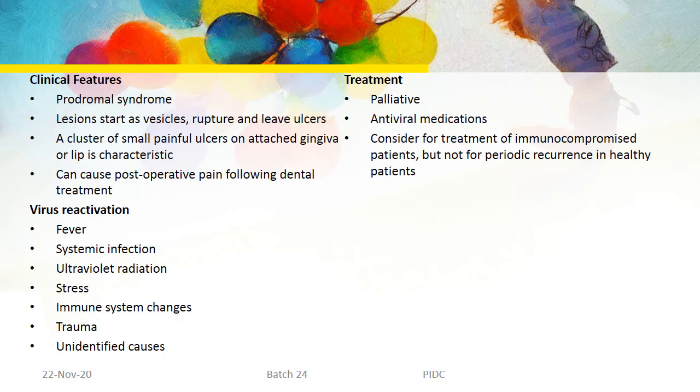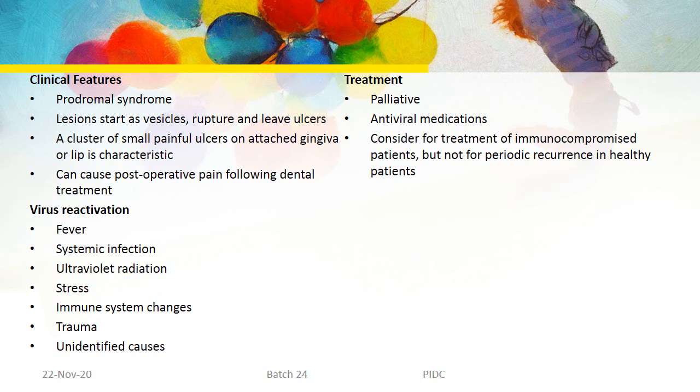Clinical features: a prodromal syndrome is present, such as fever and other conditions. The lesion starts as vesicles, ruptures and leaves ulcers. A cluster of small painful ulcers on the attached gingiva or the lip is a characteristic feature. It can cause post-operative pain following dental treatment. The virus generally gets reactivated from the trigeminal ganglion due to conditions such as fever, systemic infection, UV radiation, stress, immune system changes, trauma, and unidentified causes.